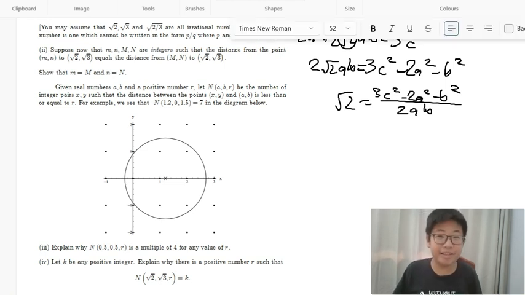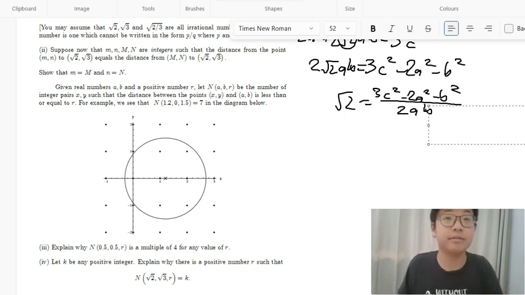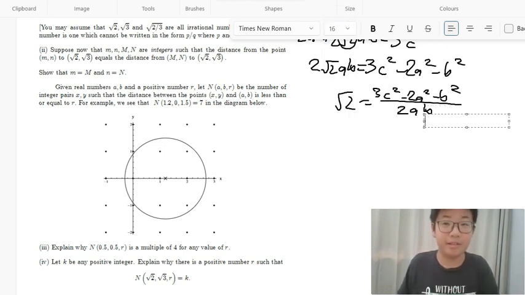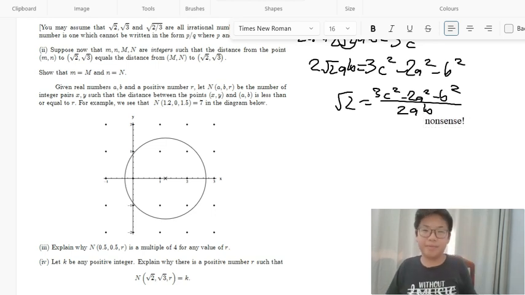Let's write this down here. Font size is a problem right now. Much better. So therefore we can proudly say that root 2 is an irrational number.